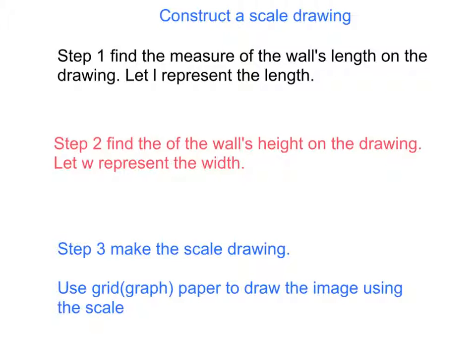the larger structure. So your step 1 is to find the measure of the wall on the drawing. So when you have the drawing, you find the measure of the wall. You represent that with a variable. Then you would find the height on the drawing and you would represent that with W. And then from there, you make the scale drawing. You use a grid paper and you draw the image. And we will look at a few examples of this in the future.